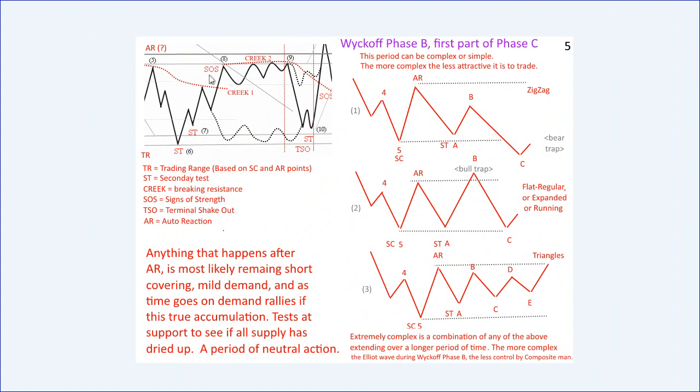But the more simple the structure within phase B, the more likely the composite man is impatient and wants to accumulate, and he knows prices are going to rise soon. So therefore, simple is best, less complex is best. To be able to see the waves of price and volume is best. So the longer it goes on, the more complex it is, you might have to conclude that it's just a lack of interest.